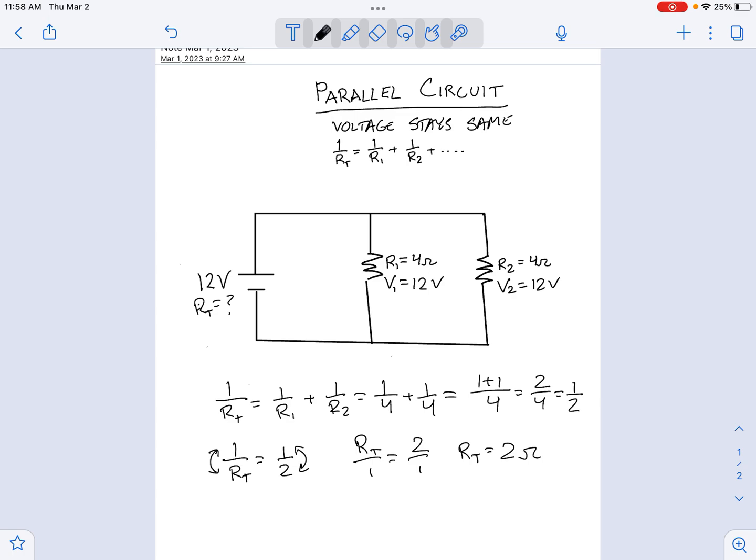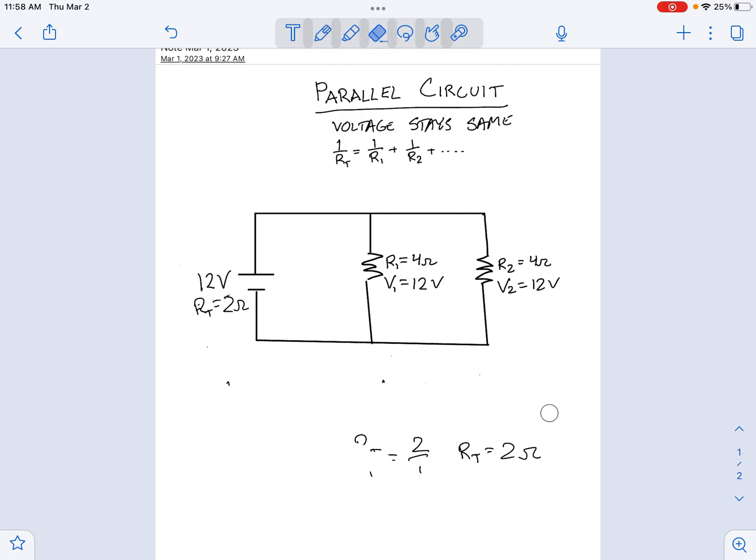That's a much more difficult process than in a series circuit, but we finally got to our answer. So the total resistance here is 2 ohms. We can put that value here. Okay, I'm going to erase this, and now we're going to try to find the total current of this system.